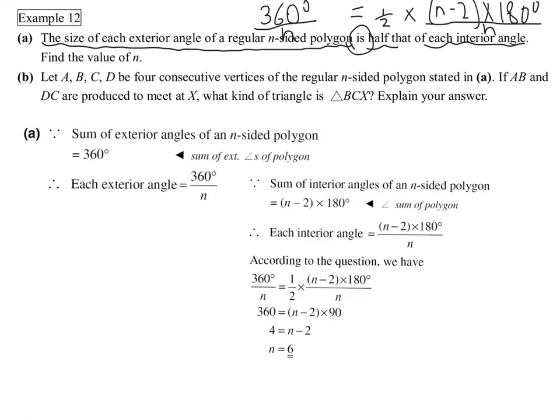And then for the sum of interior angles of an n-sided polygon, it is equal to the equation you need to remember. And then each interior angle is like the one you have done before, divided by n. The relation of the two equations is already given in the question. So according to the question, you can write this down and then do it step by step, and you can get the answer.